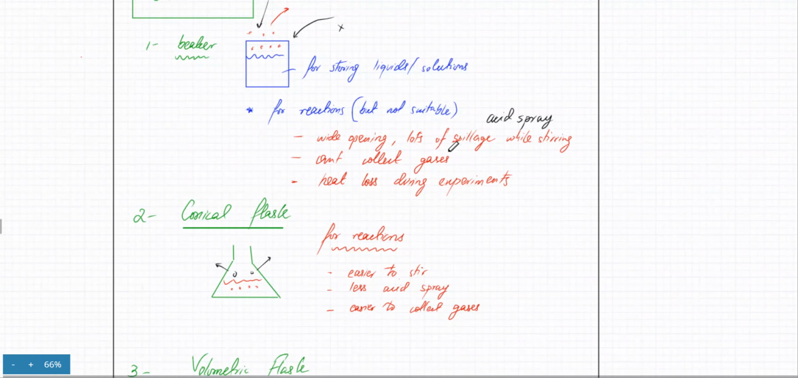And if gases are produced, just like coke, and the gas is produced, there's going to be acid spray. Liquid particles would bubble out and fall out of the beaker. And there's a lot of heat loss as well, so it's not good for heating experiments. Conical flask का फायदा ये है: it has a tiny opening, easy to stir, less acid spray. अगर अंदर bubbles भी बनेंगे, जैसा कोक में बनता है, that spray is going to still remain inside the conical flask and won't fall out of it. And it's easier to collect gases as well. Stir करना भी आसान है.